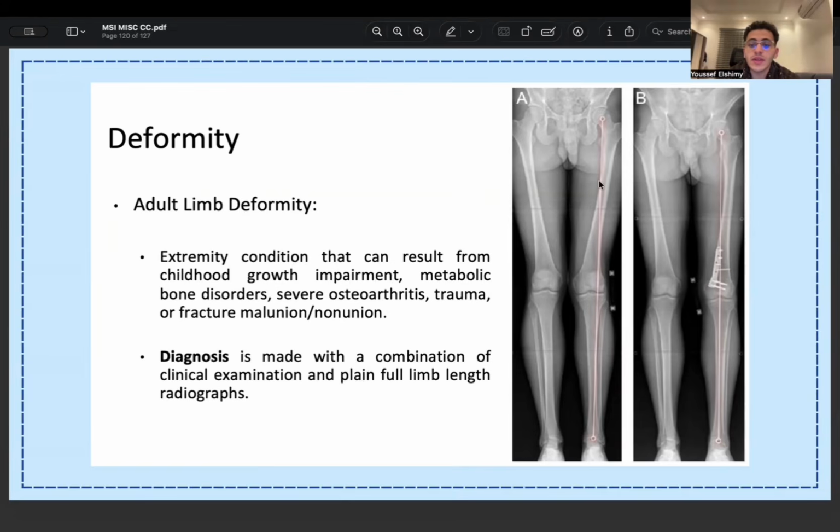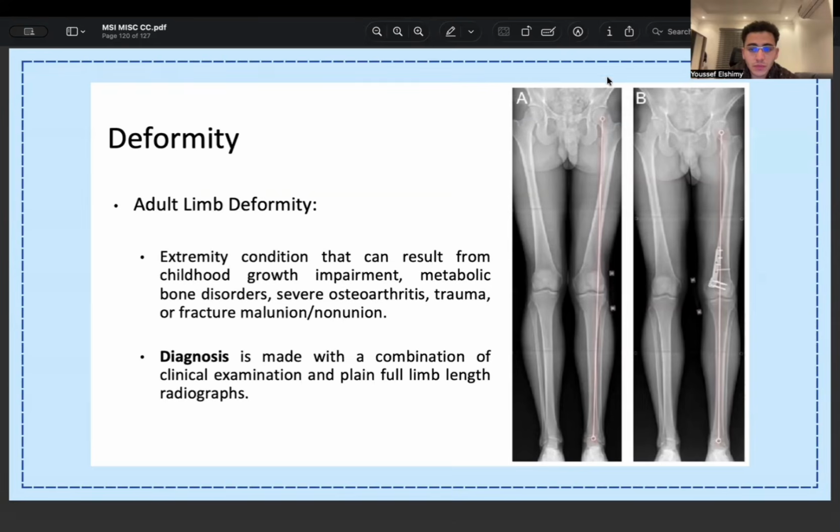So if you're suspecting a deformity in the lower limb, you have to take an X-ray from the hip till the ankle. If you're suspecting, for example, a deformity in the humerus or the shoulder, you take an X-ray from the shoulder till the wrist in order to be able to visualize this deformity and to be able to compare not only one side but with both sides.